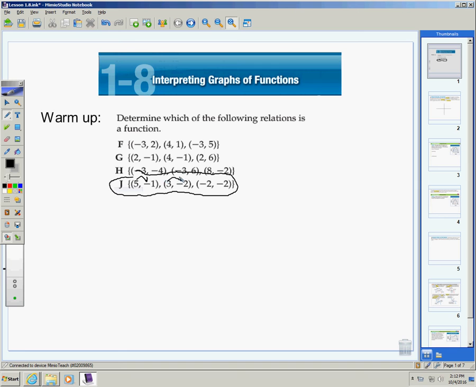only has one output. If you look at all the other ones, we have inputs that have two different outputs, but J is the function.